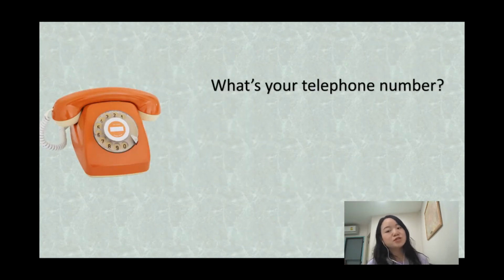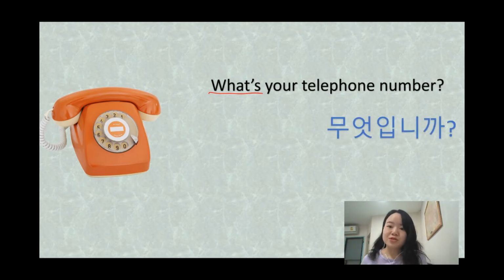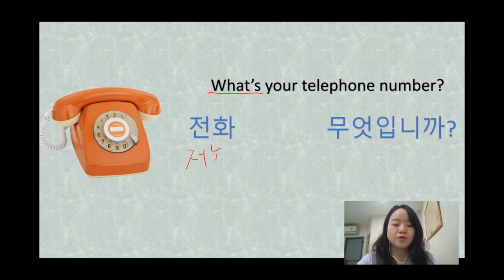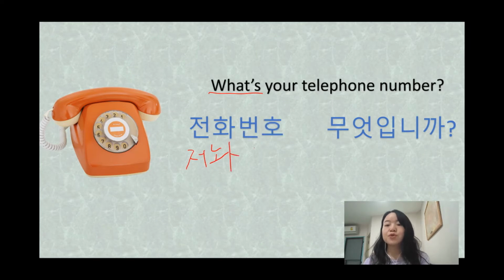So first one, what's your telephone number? What's? In lesson 1, we already learned what's this, what's that. 이것은 무엇입니까? 그것은 무엇입니까? So here, same, we use 무엇입니까? Then telephone, 전화. Then number, 번호. So, what's your telephone number? 전화번호가 무엇입니까? Okay, let's try to answer.